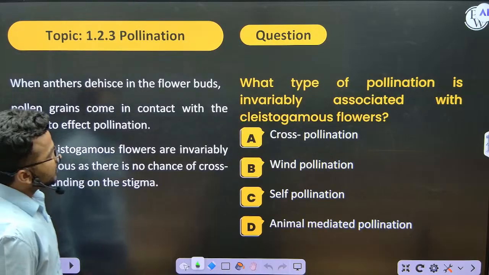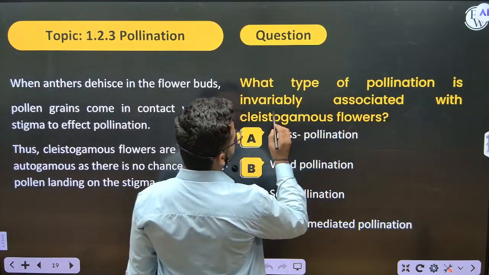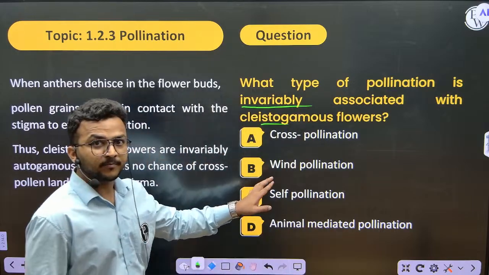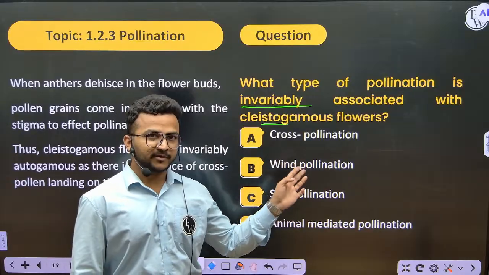Next, what type of pollination is invariably associated with Clistogamous flowers? I said that, no? In last year's PYQ they asked that.